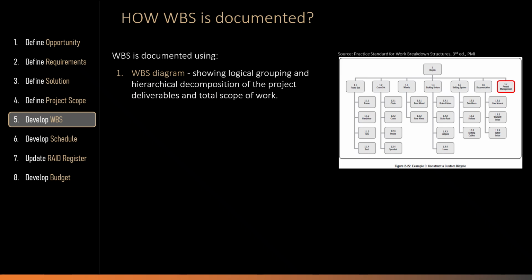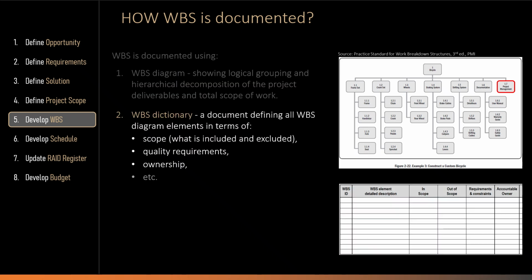The second part of WBS is a dictionary, the WBS dictionary. This is where we add the detail behind the diagram. For each WBS element, the dictionary explains what is included, what is excluded, what quality requirements or constraints apply, who is accountable, and how the deliverable will be verified before being accepted.